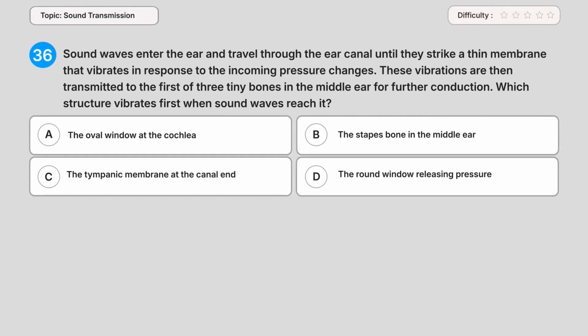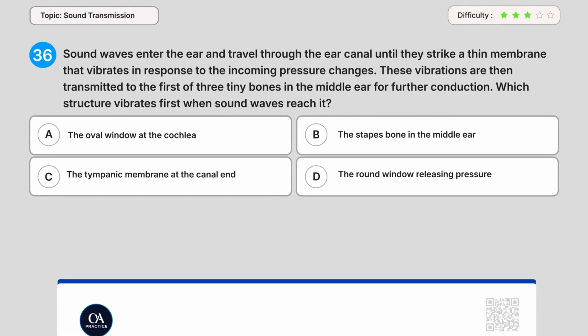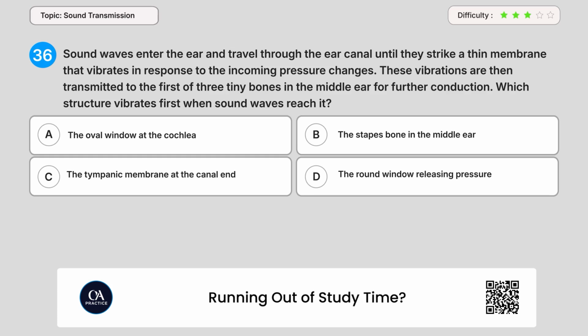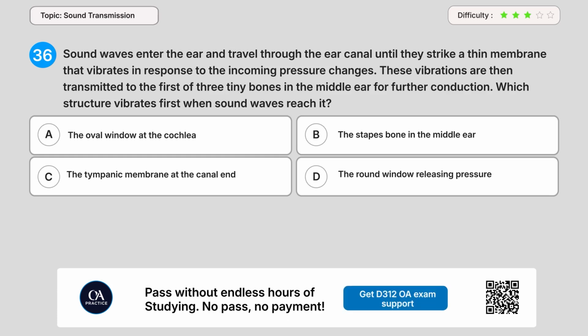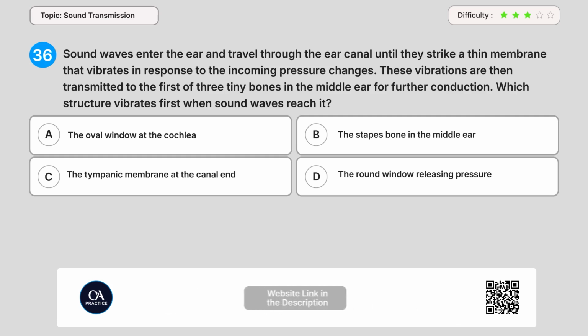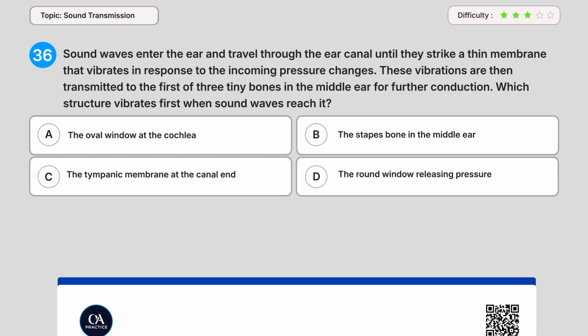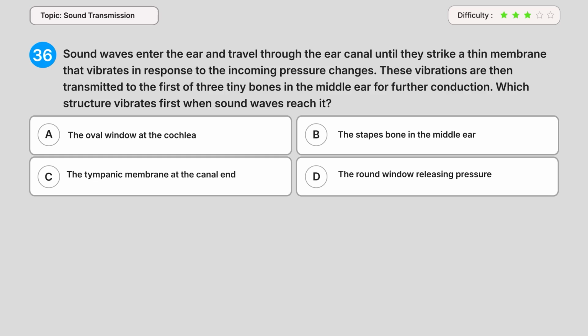36. Sound waves enter the ear and travel through the ear canal until they strike a thin membrane that vibrates in response to the incoming pressure changes. These vibrations are then transmitted to the first of 3 tiny bones in the middle ear for further conduction. Which structure vibrates first when sound waves reach it?